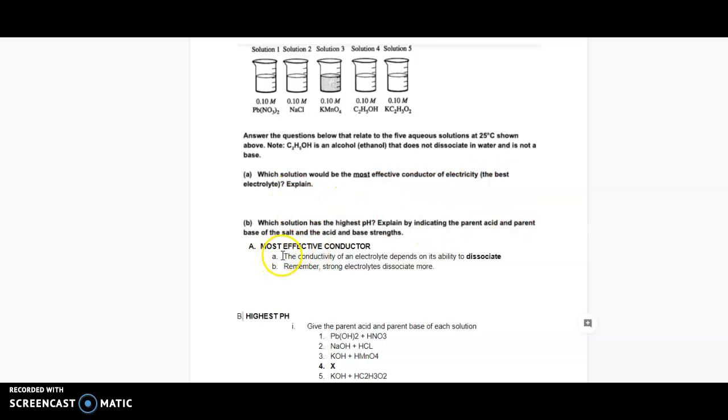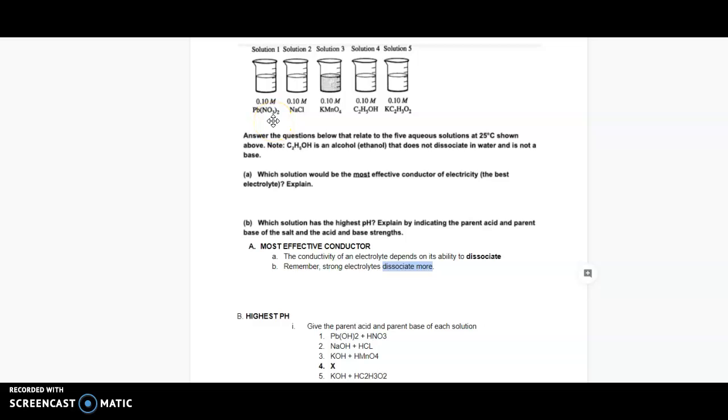In class, you should have learned that conductivity of an electrolyte depends on its ability to dissociate. And you should also have learned that what makes a strong electrolyte is if it dissociates more. So we're looking for the strongest electrolyte, whichever solution dissociates the most. One way we can do that is looking at the parent acid and bases, basically the acid and base that forms the salt. So let's look at solution 1.